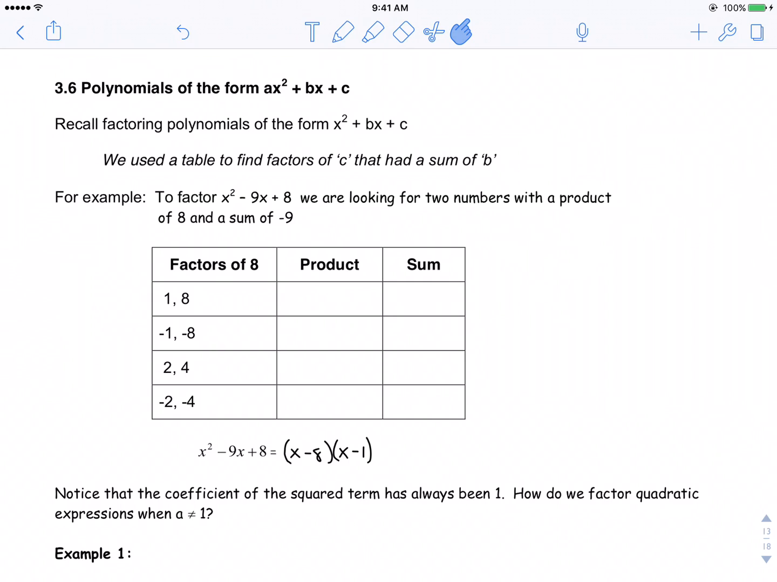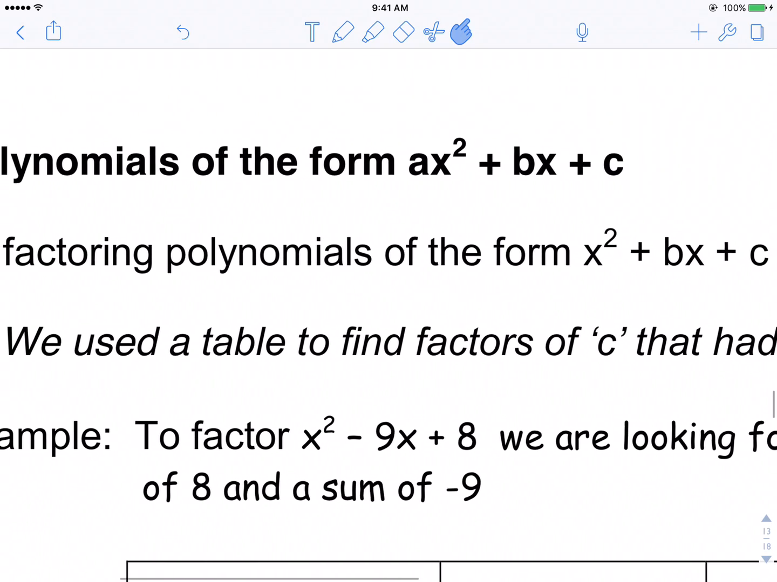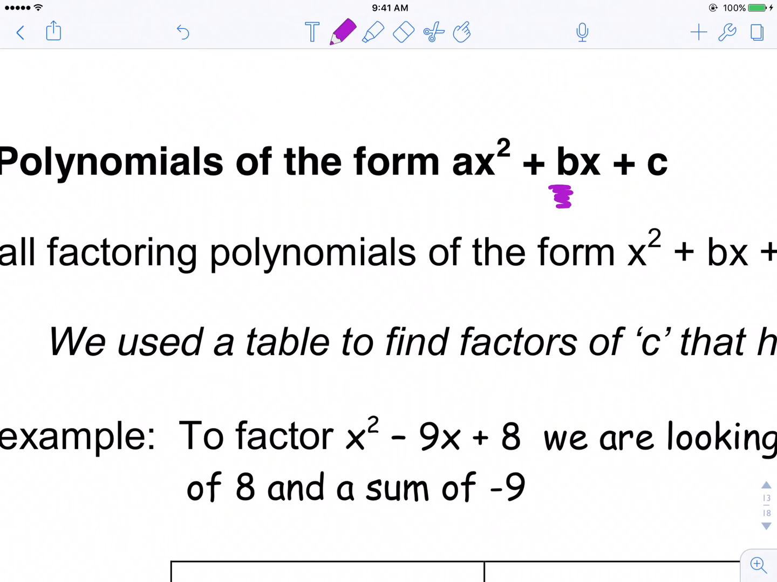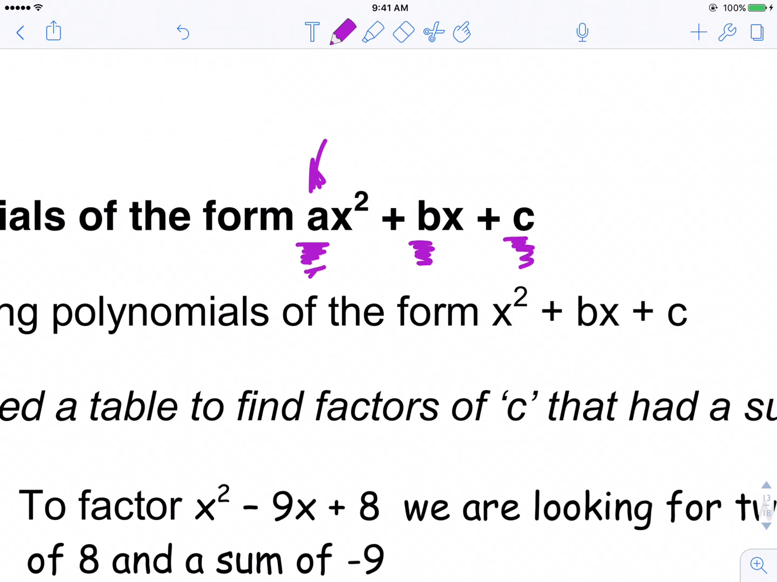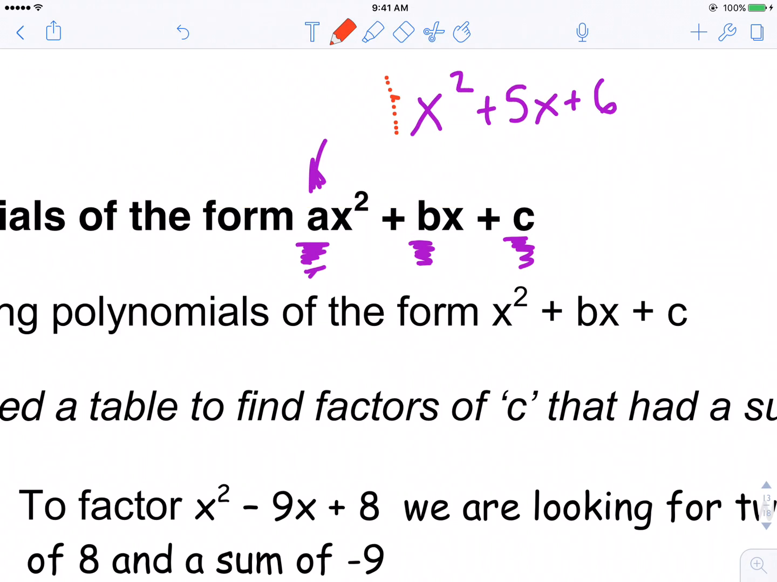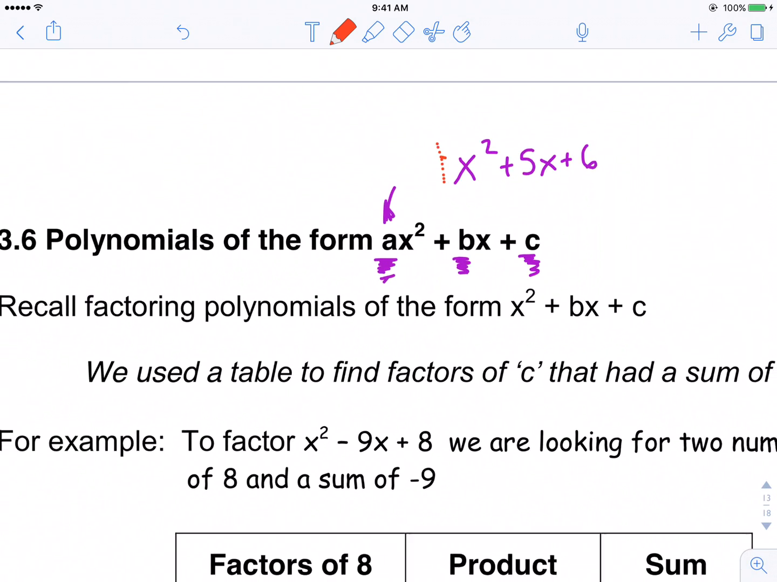In section 3.6 here, we look at still factoring trinomials, polynomials, but this time you'll notice that instead of just having these two numbers, this coefficient and this constant, we're now going to have another number out in front of this x squared term. Now really there was always a number in front of any of these, x squared plus 5x plus 6. There's a number here in front of this x squared term of a 1. We just never write it.